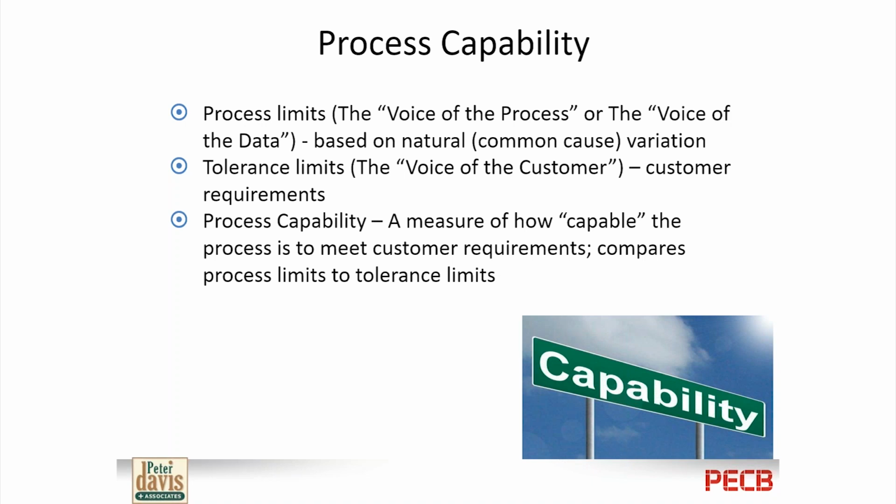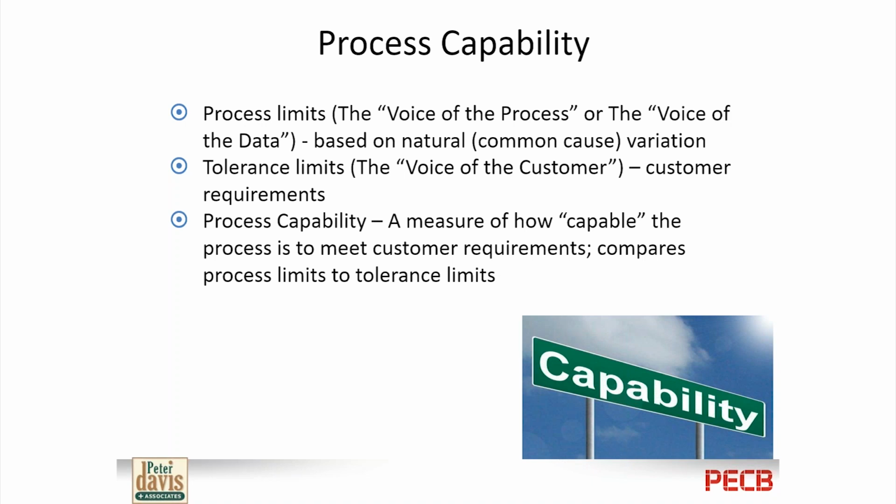We cannot evaluate a process until it's stable. We have to bring it into stability before we can determine its capability. We also have the tolerance limits, which is the voice of the customer. The voice of the customer generally is expressed as something like specifications, and we have upper specification limits and lower specification limits, and we want it to be somewhere within there.